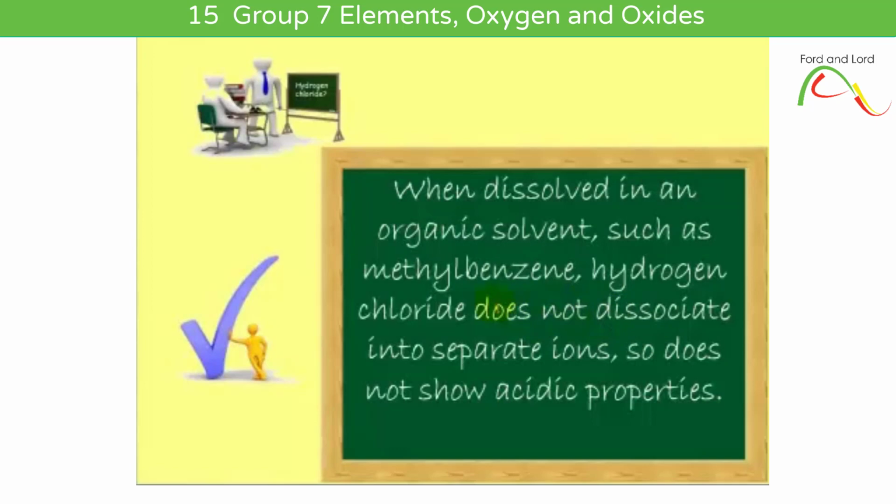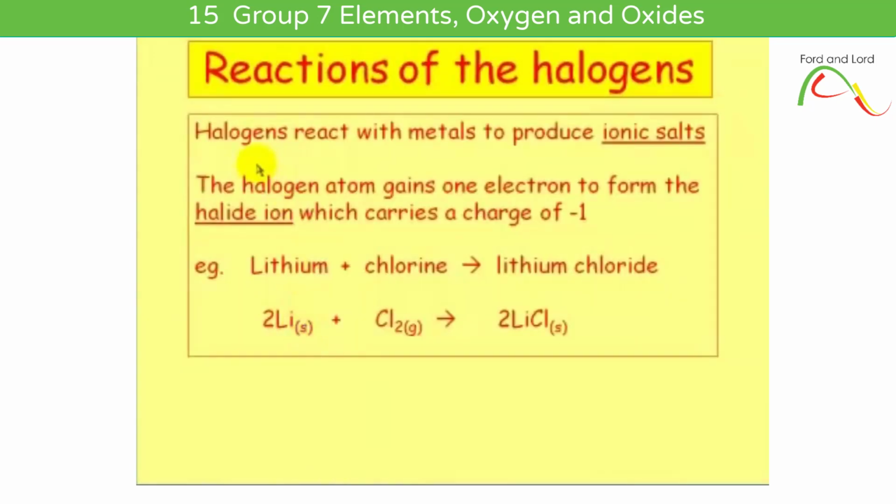Now let's think about the reactions of these halogens. Halogens react with metals to produce what we call ionic salts. Ionic salts must therefore be ionically bonded. The halogen atom gains 1 electron to form the halide ion, which, as we know, carries a charge of -1. For example, lithium, a metal, reacts with chlorine to form lithium chloride. So 2Li plus Cl2 gives 2LiCl.